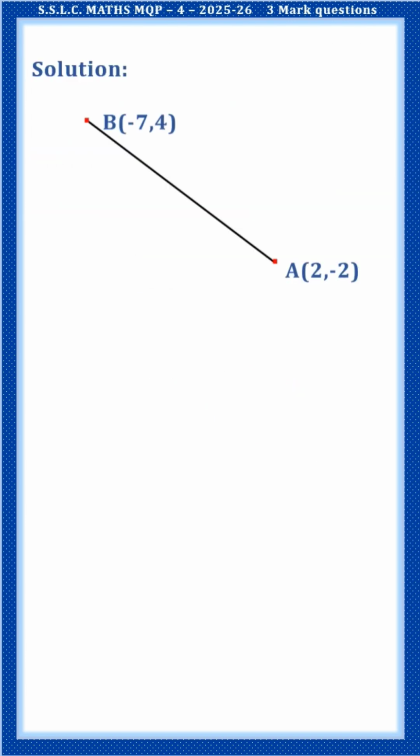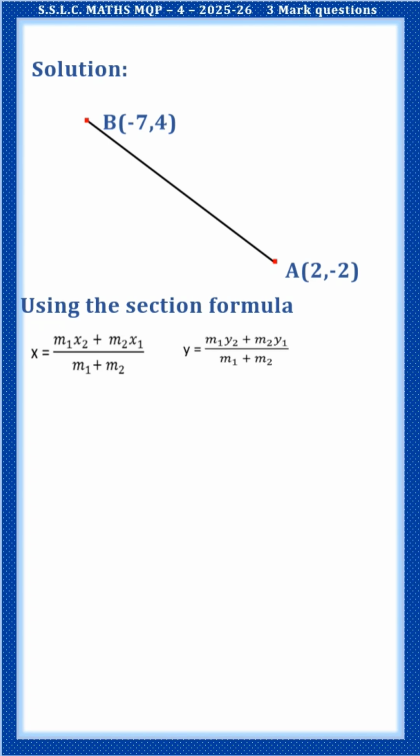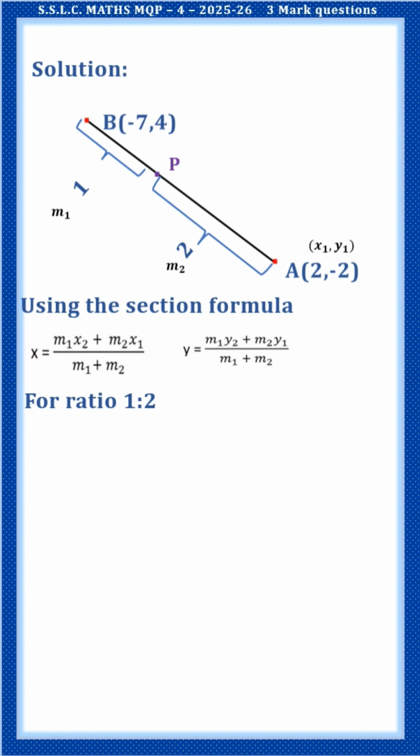Now let us find the coordinates of P and Q by using the section formula. Write the section formula very carefully. x is equal to (m1 x2 + m2 x1) upon (m1 + m2), y is equal to (m1 y2 + m2 y1) upon (m1 + m2). Now the point P divides the line in the ratio 1:2. So m1 is equal to 1, m2 is equal to 2, (x1, y1) is equal to (2, -2), (x2, y2) is equal to (-7, 4).